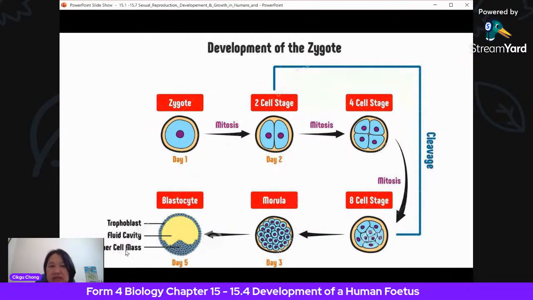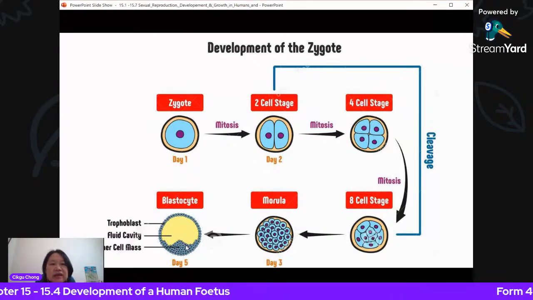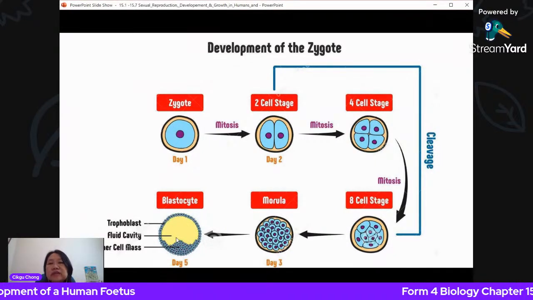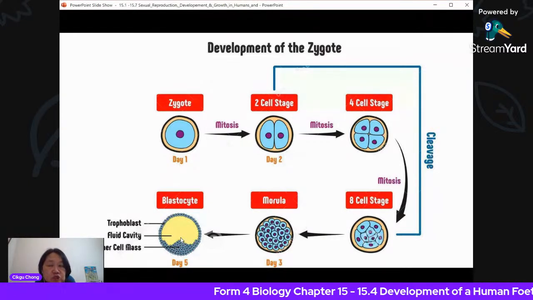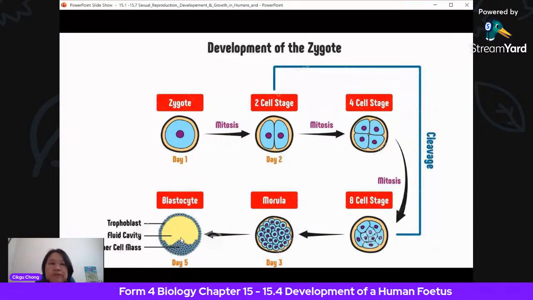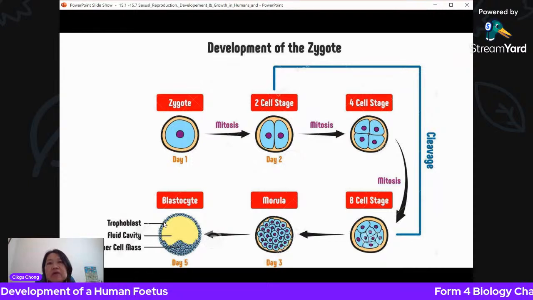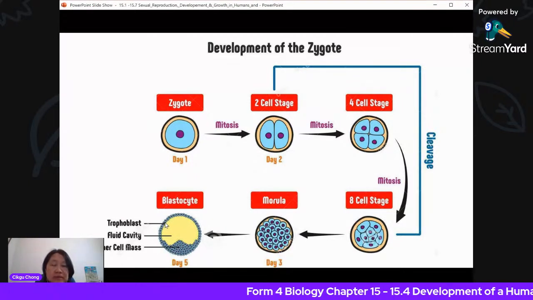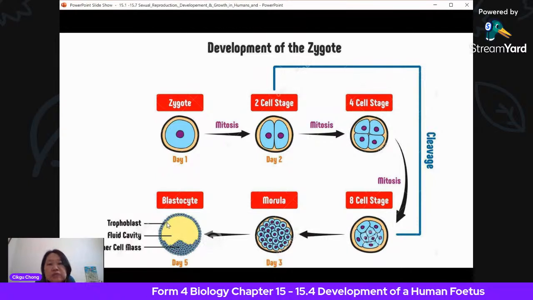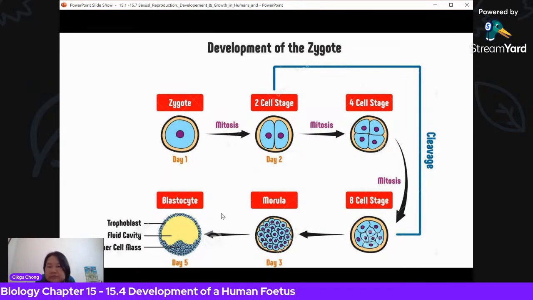Inner cell mass, this is going to form the body of the embryo. The fluid cavity here will form the amniotic fluid, which cushions the baby from physical shock. It sort of protects the baby. And you have trophoblast here. Actually, this is going to form the placenta much later. It's about the 3rd or 4th month where the placenta will be fully formed and it will produce the hormone called progesterone.